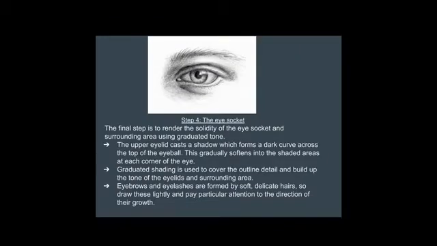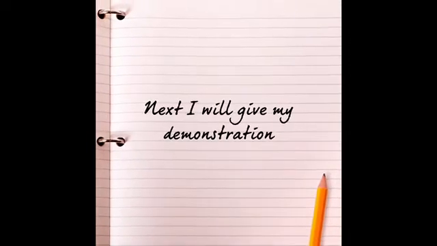The eye socket. The final step. First, the upper eyelid casts a shadow which forms a dark curve across the top. Second, gradated shading is used to cover the outline and detail and build up. And third, the eyebrows and eyelashes are formed by soft, delicate hairs. Next, I will give my demonstration.